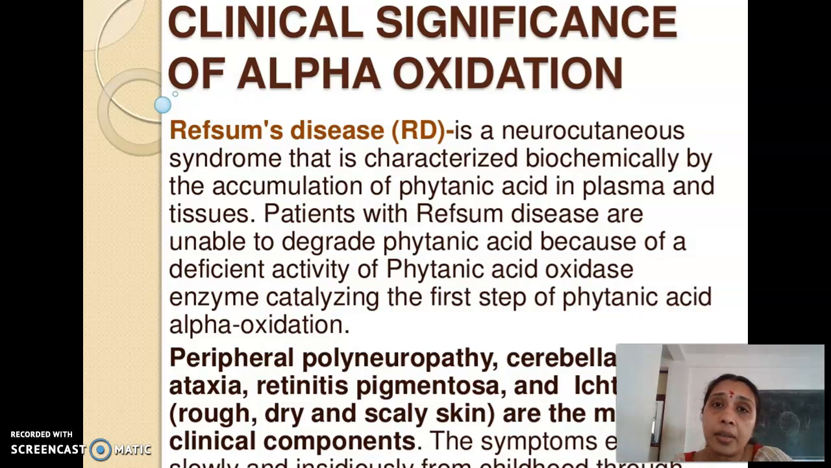In Purkinje cells, alpha oxidation is primarily happening. Purkinje cells are those cells present in the cerebellar neurons, specialized cells called Purkinje fibers. So phytanic acid can get deposited in Purkinje fibers and can cause neuronal problems and vision problems.